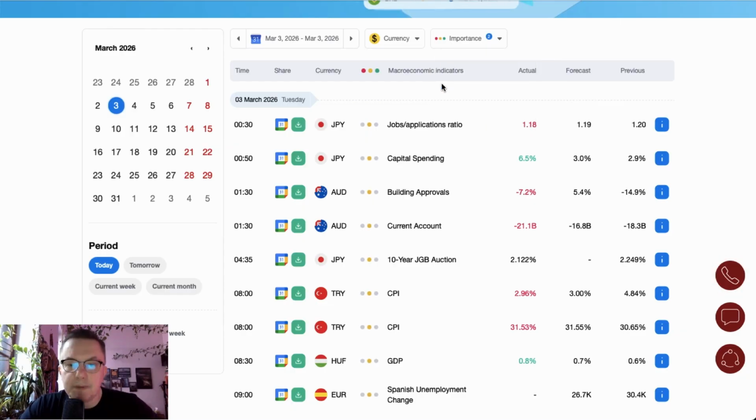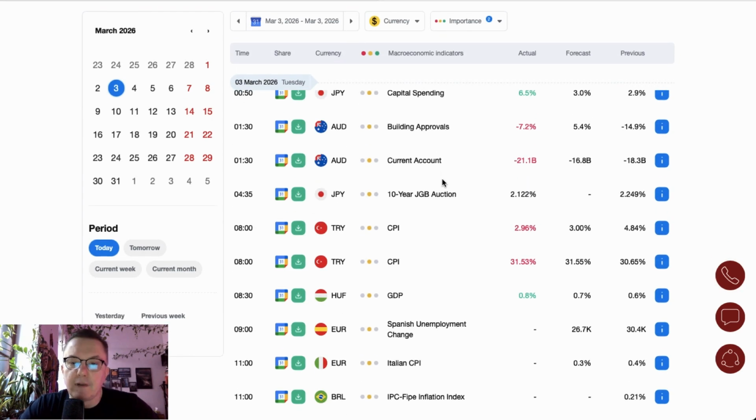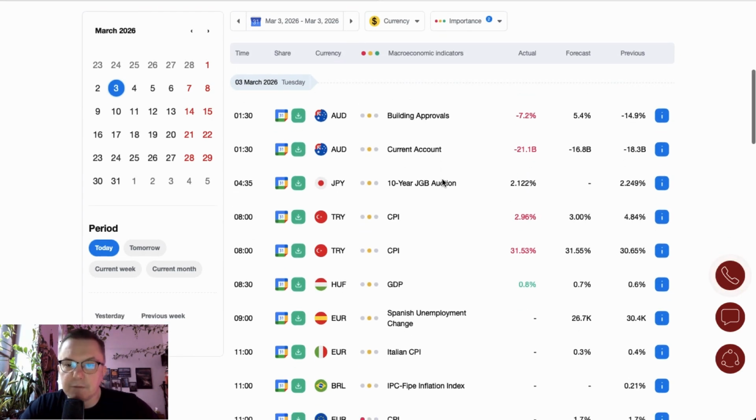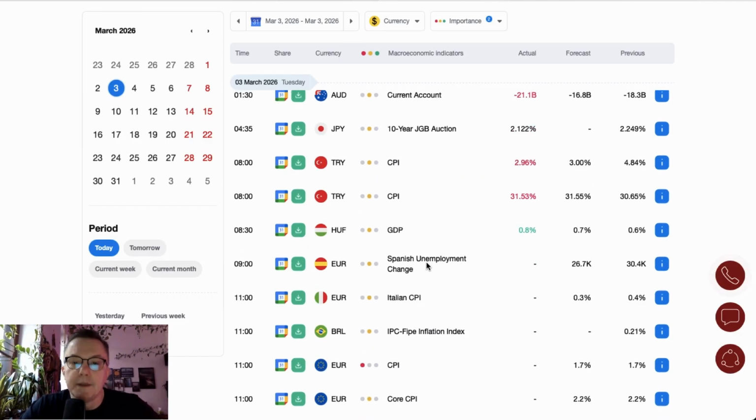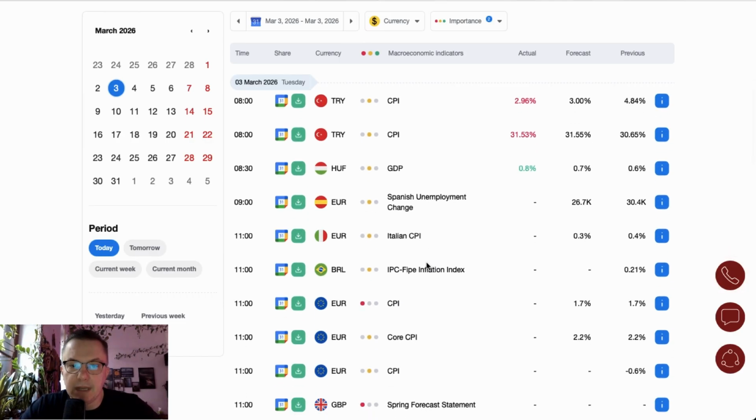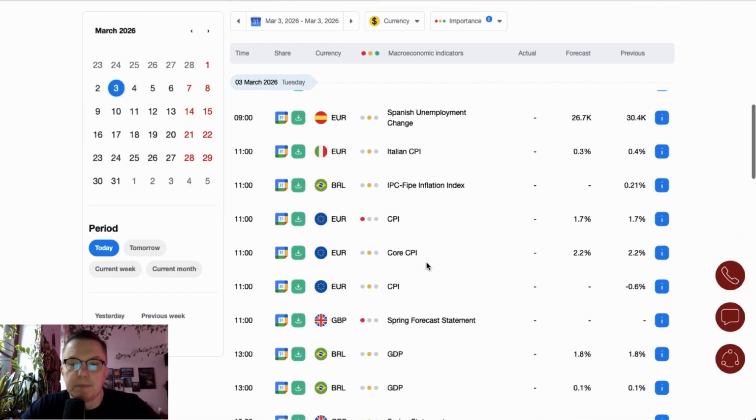Jobs applications ratio in Japan down from 1.20 to 1.18 and capital spending up from 2.9 to 6.5. Building approvals in Australia down to minus 7.2, which is way below the forecast of 5.4%. Current account extends to minus 21 billion Australian dollar. CPI in Turkey 2.96, almost in line with the forecast of 3%.